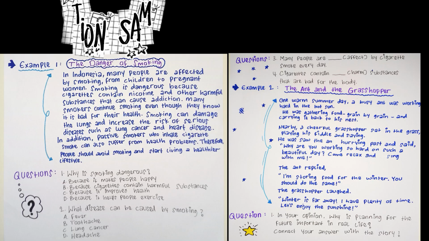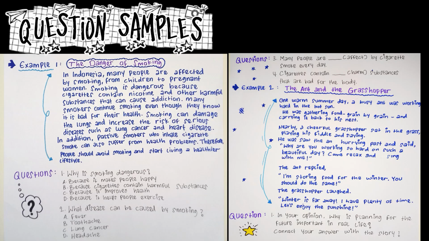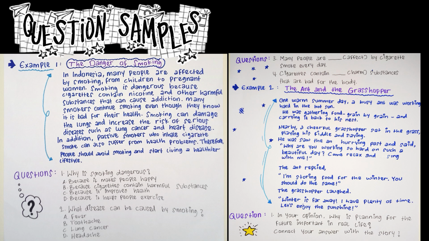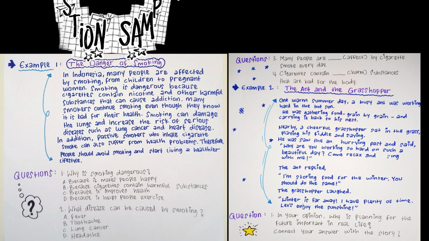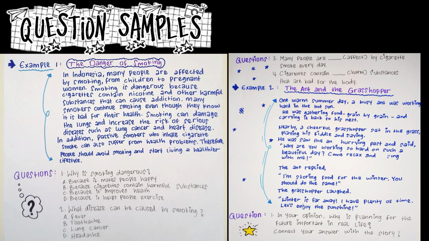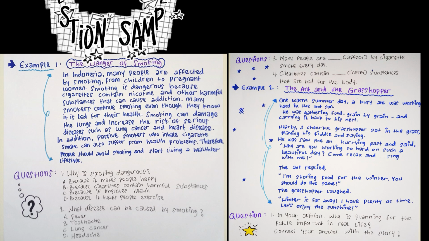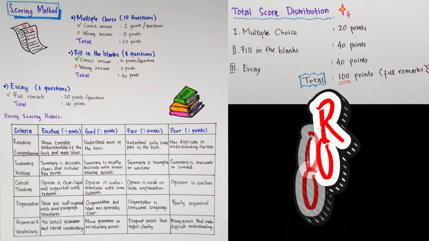By combining these 3 types, we ensure that we are testing everything from basic word recognition to high-level critical thinking. That covers the structure and focus of our test. Now then, I'll hand it over to discuss how we actually grade these responses in the scoring method.